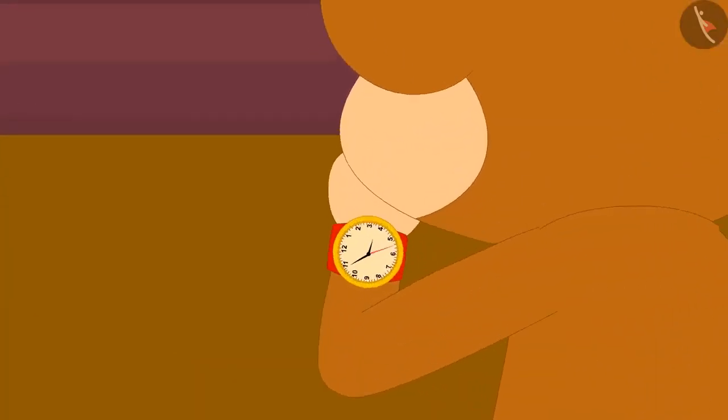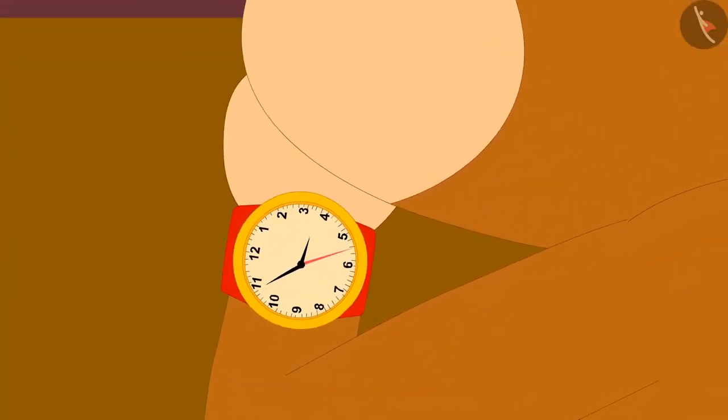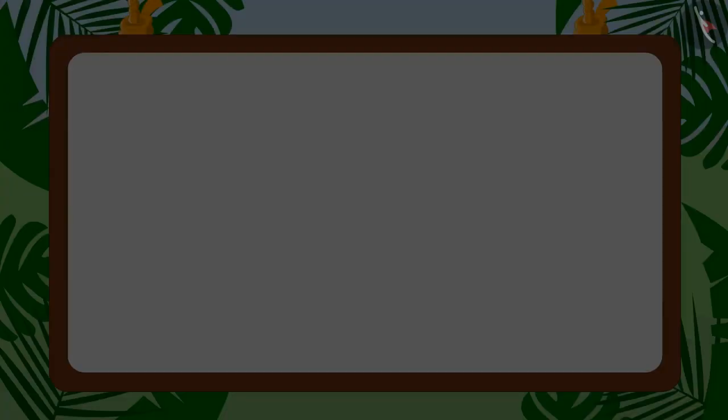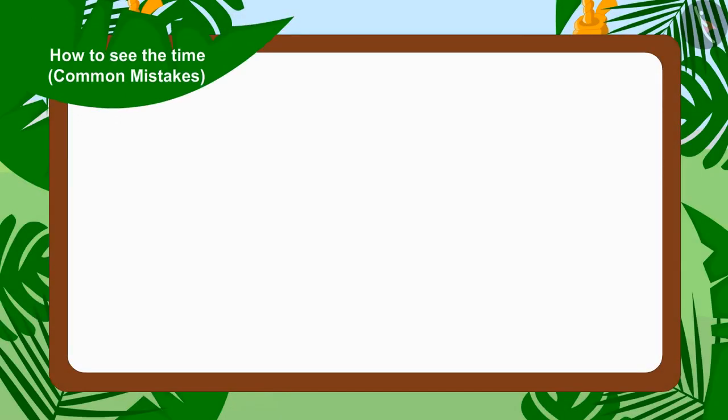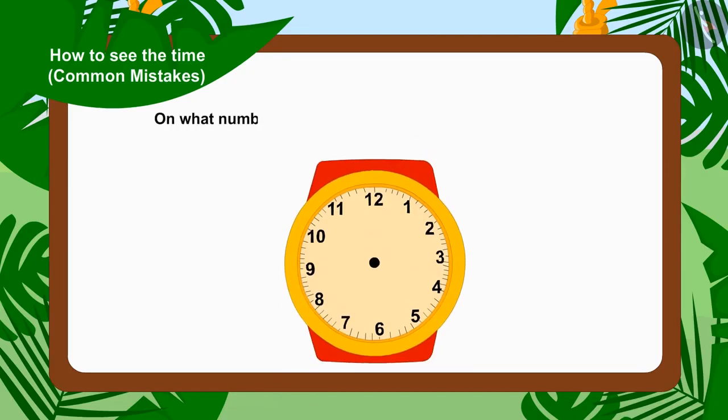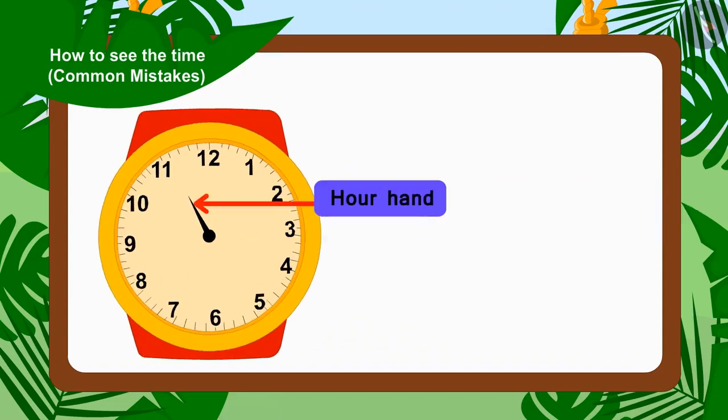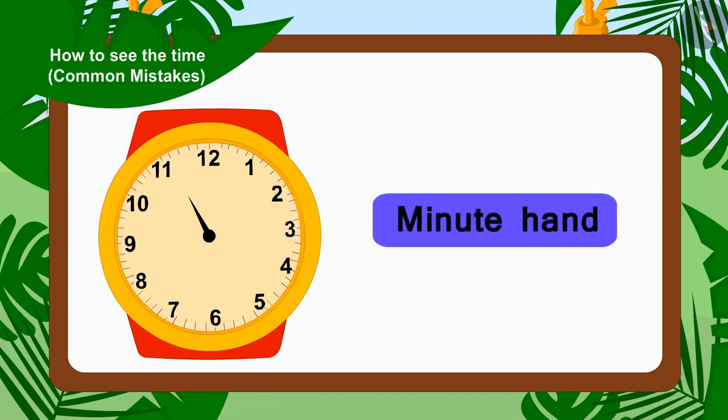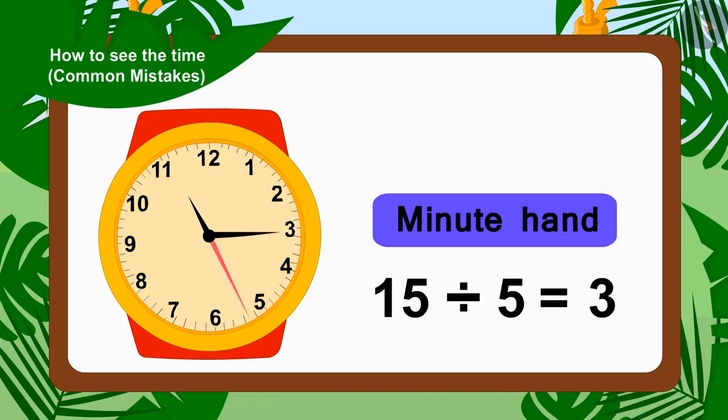And Babban saw the time as 11 hours 15 minutes. Can you tell where the needles of the watch need to be to show the time as 11 hours 15 minutes? That's correct. At 11 hours 15 minutes, the hour needle is between 11 and 12, and the minute needle will be at 15 divided by 5, that is number 3.